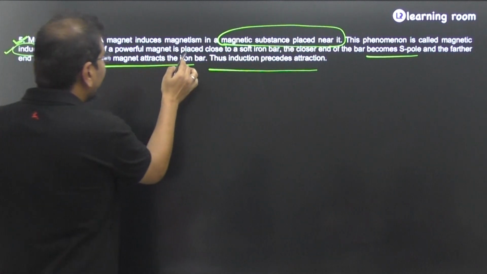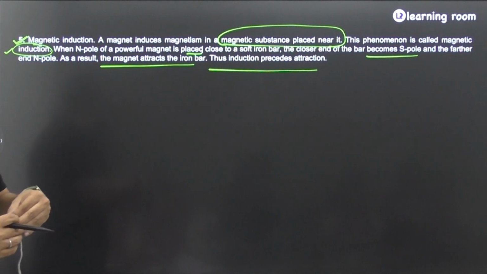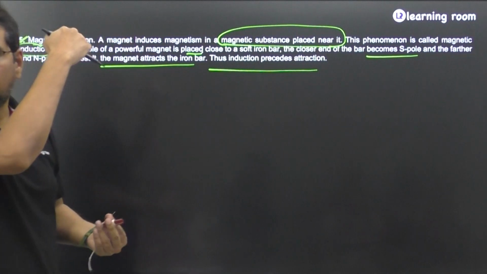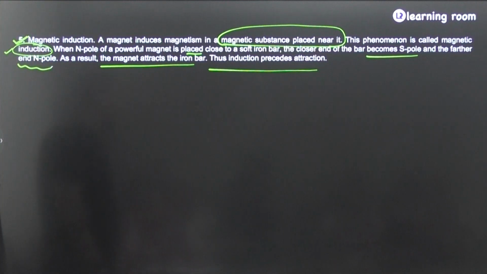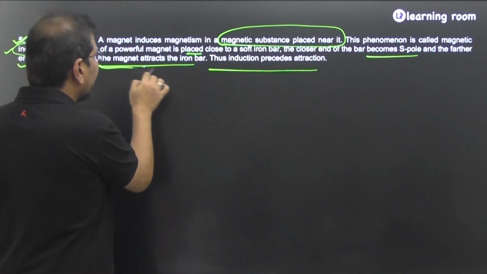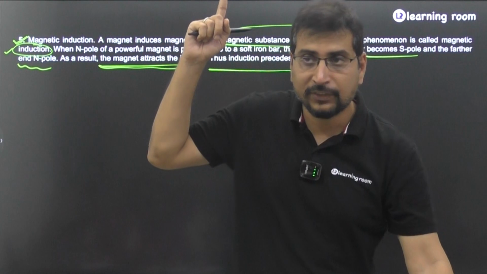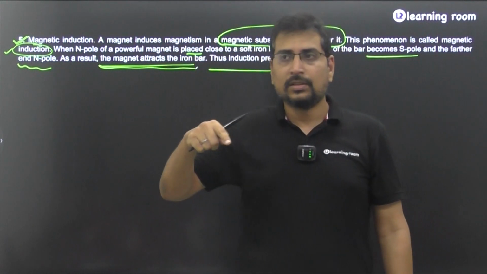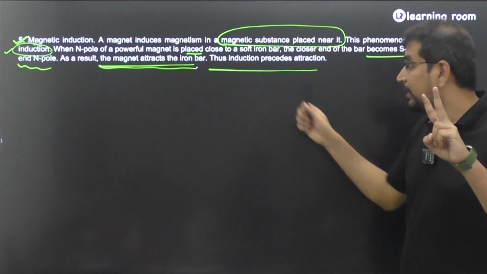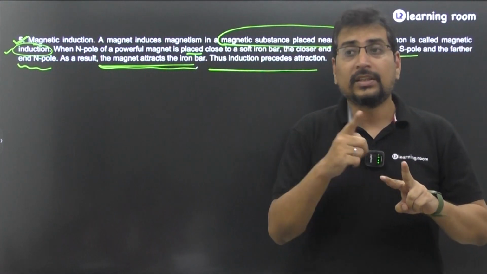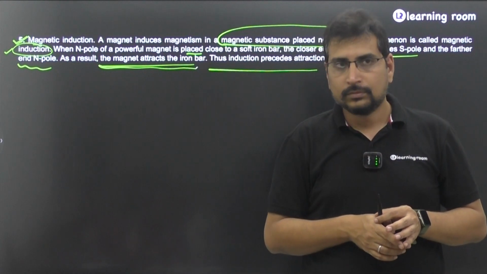When the north pole of a powerful magnet is placed close to the soft iron bar, the closer end of the bar will become south pole. That's what we saw, no? Right? Or else the attraction will not take place according to the third property, right? And the farther end is going to become the north pole, right? As a result, the magnet is going to attract the iron bar, and this induction precedes attraction. In the sense, the first property we saw, no, the attractive property. So this concept is also supporting the attractive property. It is supporting two things. What is it? One is the attractive property, and the second is like poles repel and the unlike poles attract. So all the properties are actually directing towards only one thing. Am I clear with this?